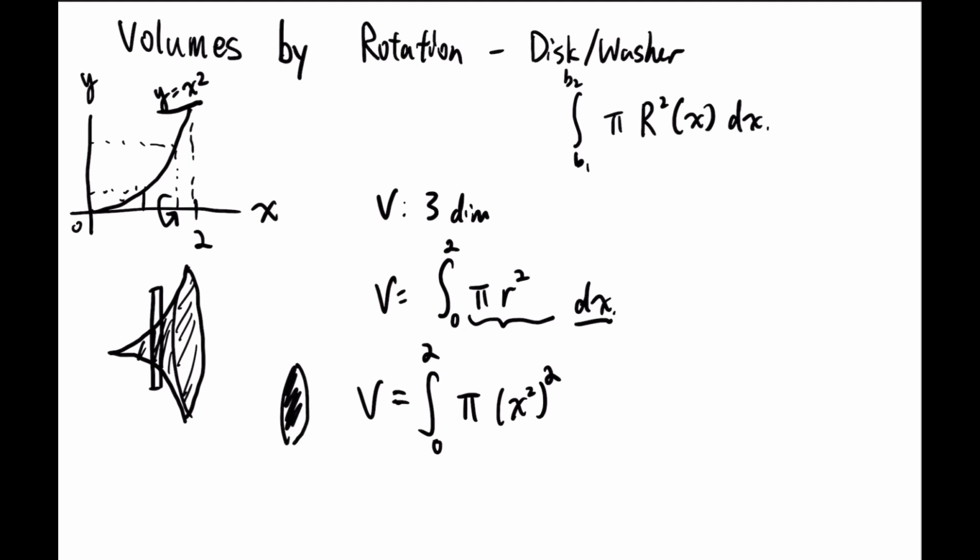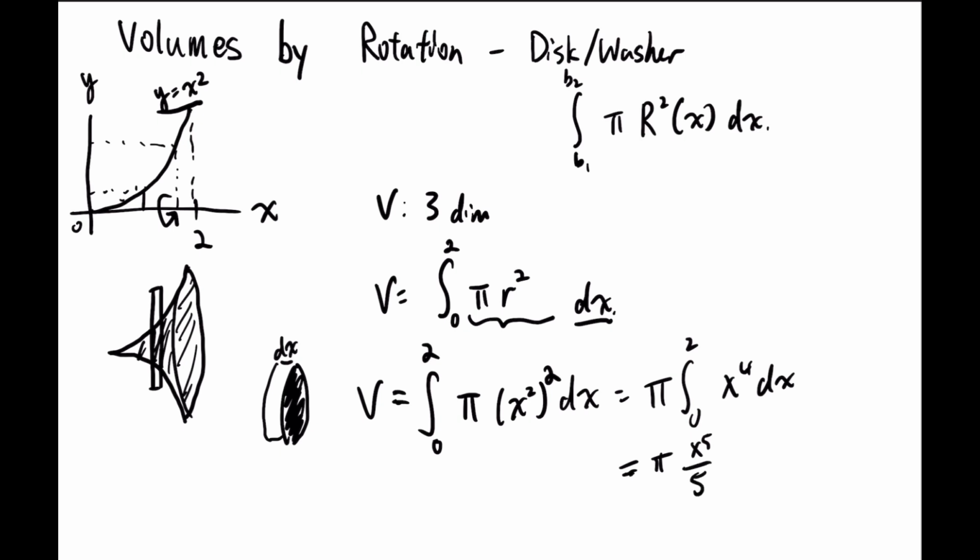So this would be our integrand, and then we multiply by dx for a small slice of the overall shape. So this would be pi integral from 0 to 2 of x to the 4th dx, and you can just use reverse power rule to get pi x to the 5th over 5, evaluated from 0 to 2, which is 32 over 5 pi.